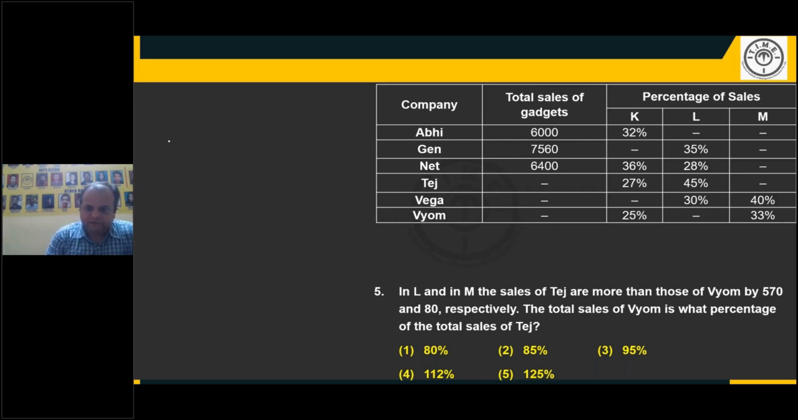First and foremost, find out that for Tej you have not been given M. So you have to find M, and M would be, this is 45, 27, so this should be 28%. And for Vyom you have not been given L, so L should be 42%. Then you can form your equation. Yeah, please solve and let me know.